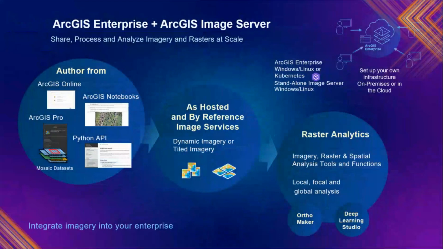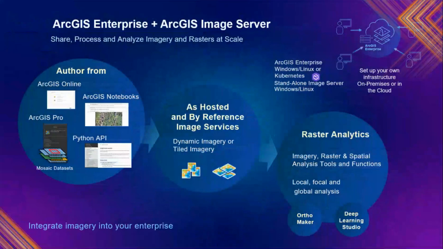Once it's stored in ArcGIS Enterprise, it can be either what we call hosted or by reference. Hosted means that you actually load the imagery into ArcGIS Enterprise, and by reference means that ArcGIS Enterprise is pointing to the imagery. Both methods are available, and you can then use that to serve dynamic imagery or tiled imagery. ArcGIS Enterprise with Image Server also performs raster analytics. So, for example, running deep learning training or inferencing on large amounts of data, you could use raster analytics to do that and spread that over multiple machines.